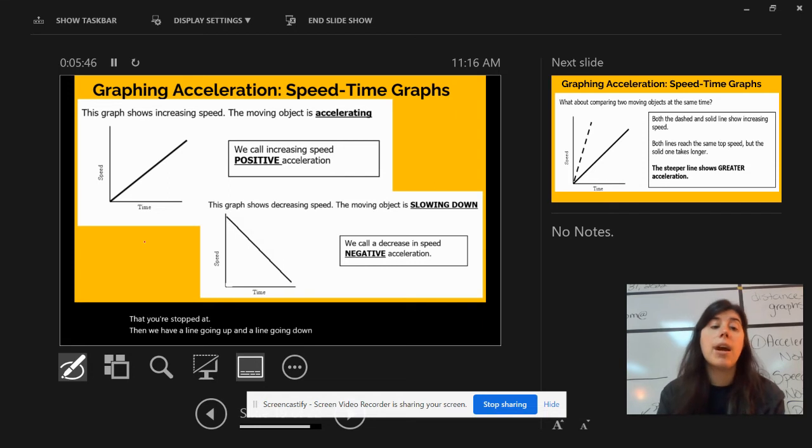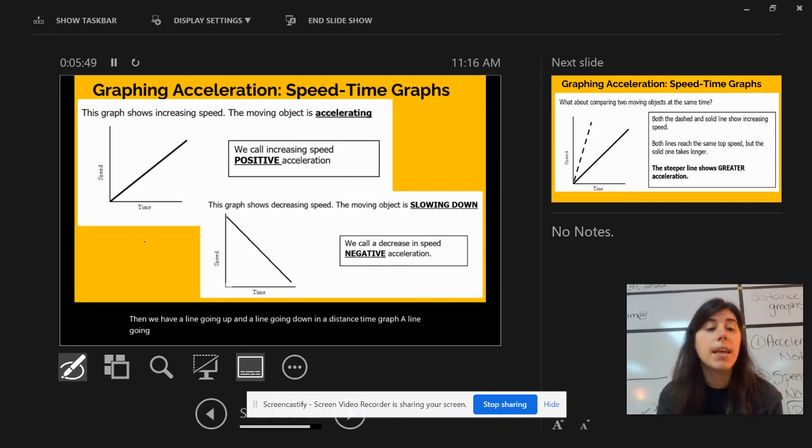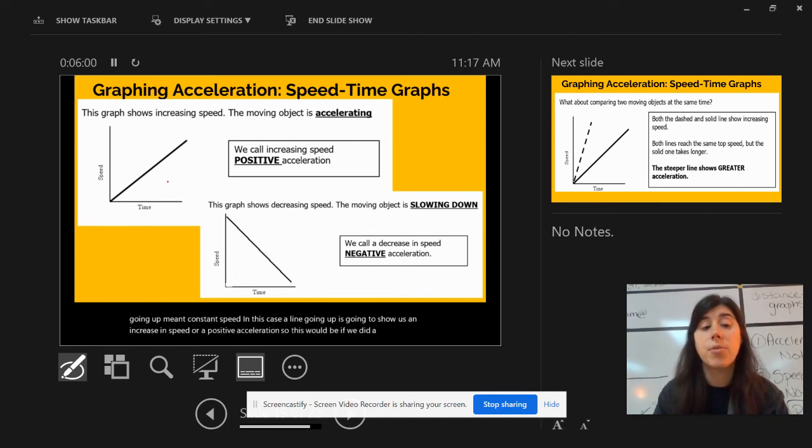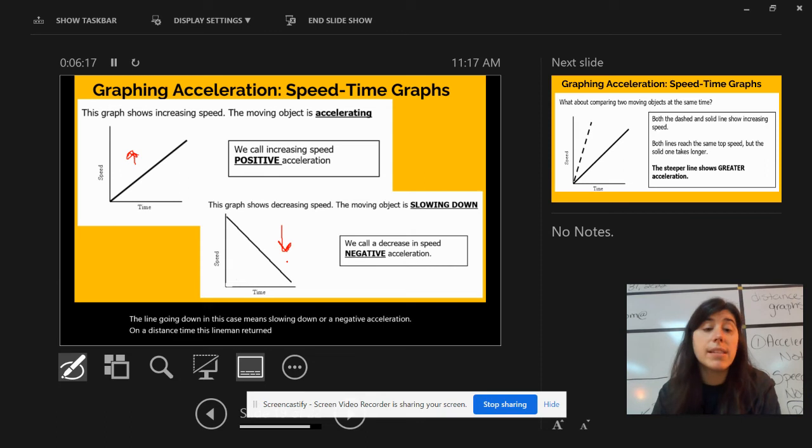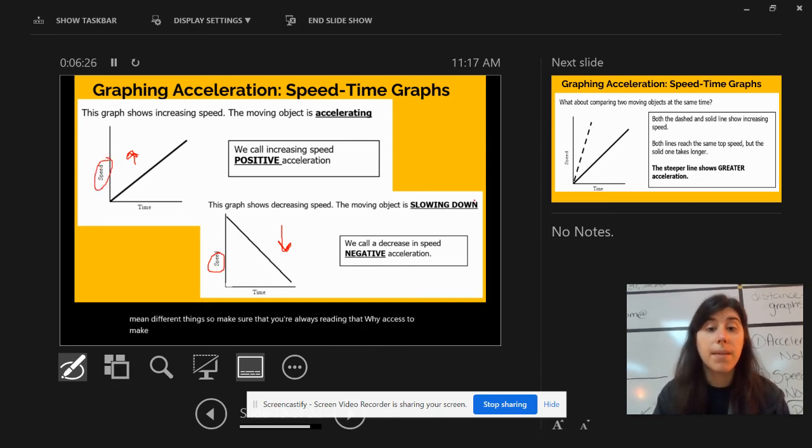In a distance time graph, a line going up meant constant speed. In this case, a line going up is going to show us an increase in speed or a positive acceleration. So this would be if we did a calculation and you got a positive number for acceleration. This means we're speeding up. The line going down, in this case, means slowing down or a negative acceleration. On a distance time, this line meant return home. So they do look very similar and they mean different things. So make sure that you're always reading that y-axis to make sure you know what graph you're reading.